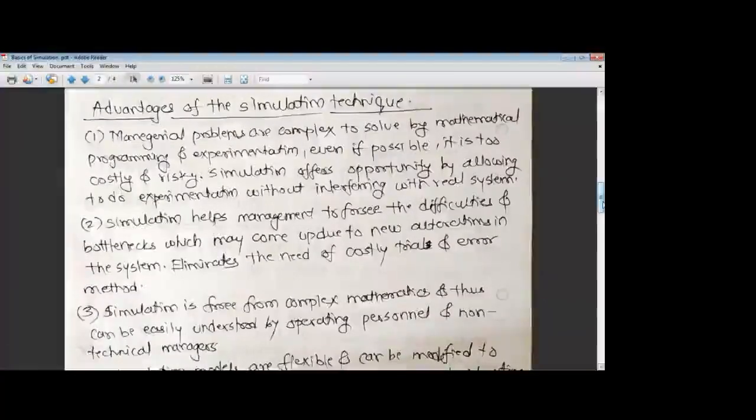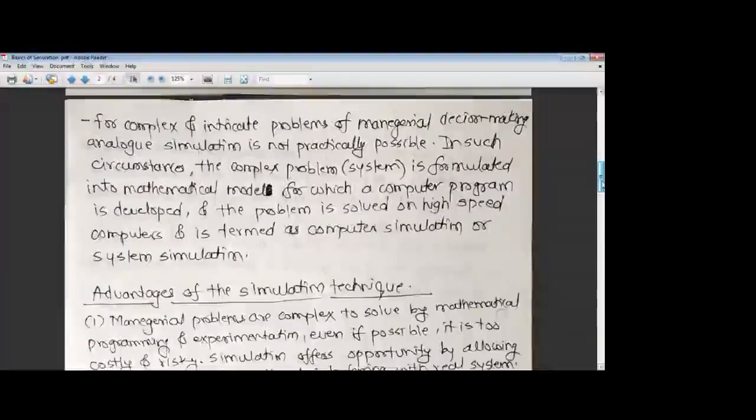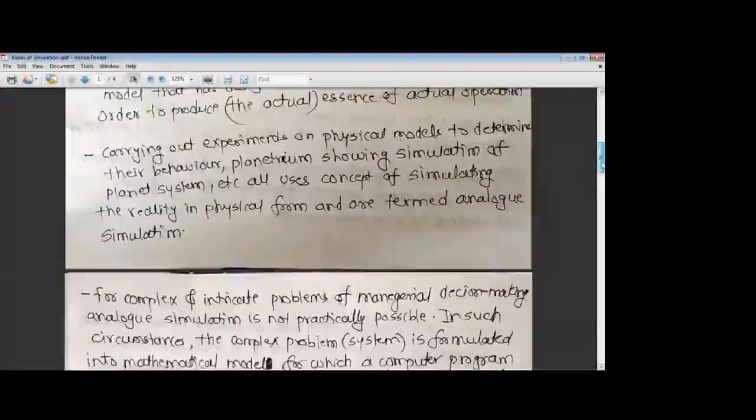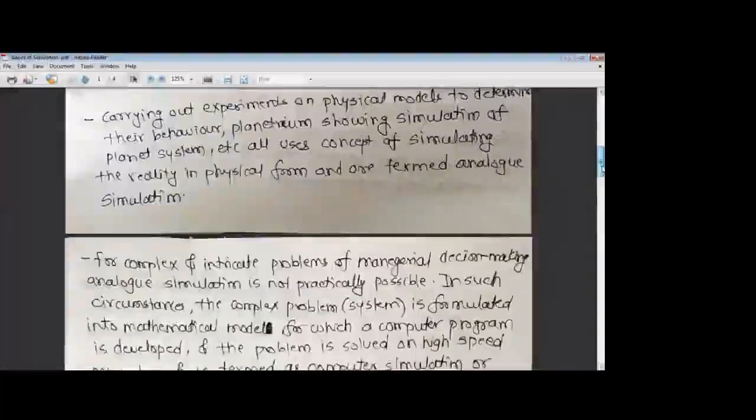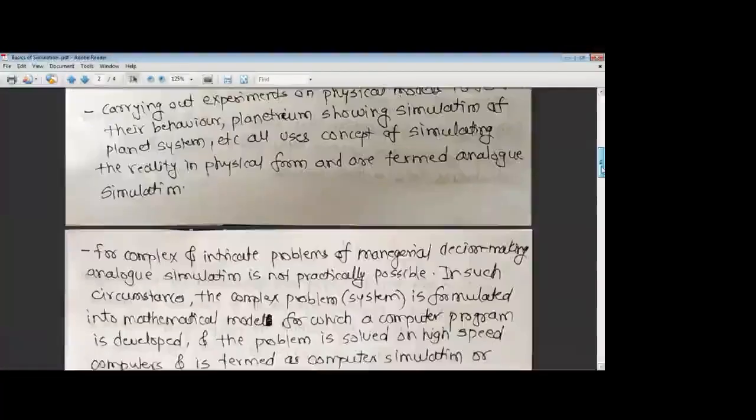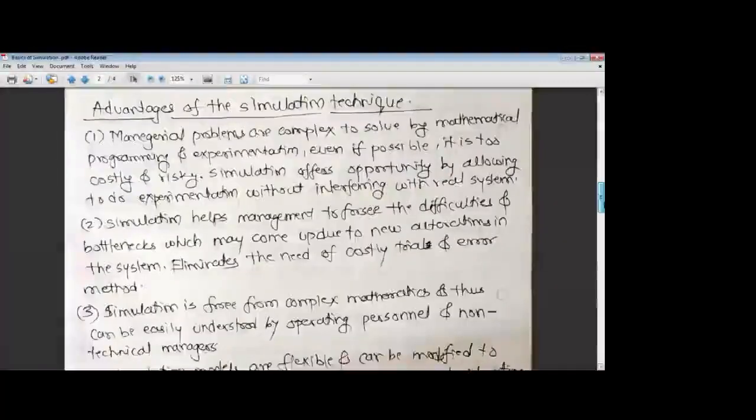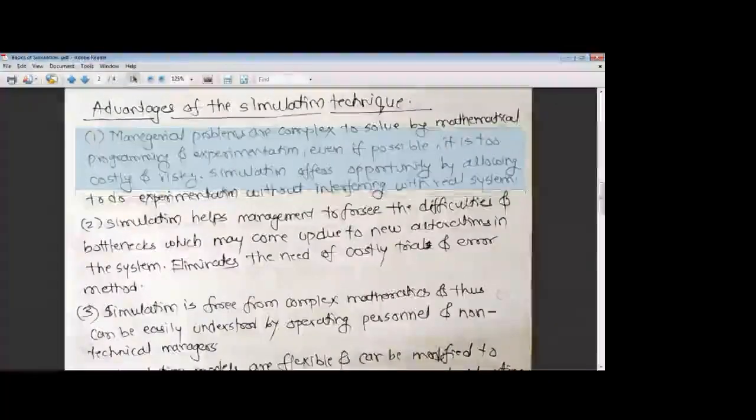Let's understand what the advantages of the simulation technique are. Having thought about what the basics of simulation are, and how simulation is defined and classified, let's move ahead and understand the advantages of the simulation technique, right? Managerial problems are complex to solve by mathematical programming or experimentation. Even if it is possible, it is too costly and risky. Simulation offers an opportunity by allowing experimentation without interfering with the real system.